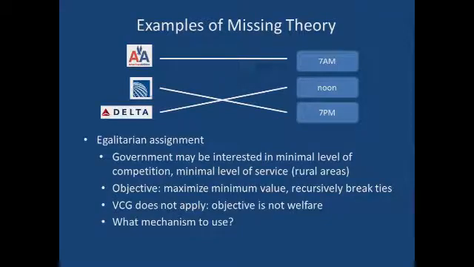As a second motivating example, let's suppose we're looking at a landing slot example where we're at a rural airport. There are only three slots a day, and the government wants to make sure that there's competition at this rural airport, so it wants to say that each airline should be allocated exactly one slot. So what we're looking for is an assignment from airlines to landing slots. And the objective is to maximize the minimum value obtained by any airline.